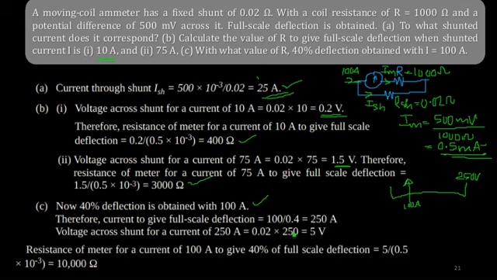So if you are planning to send 250 ampere through the shunt, what happens? Voltage across the shunt will be 0.02 into 250, which will give you 5 volt. And 5 volt is now applied across this particular meter. So your resistance will be 5 divided by 0.5 milliampere, which will give you 10 kilo ohm. So kindly go through the discussion once again if you are not able to understand it at once. It's not a difficult one, you can easily understand it.